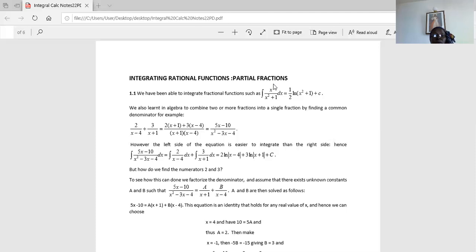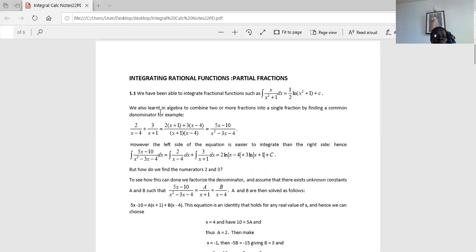So we know that if we have a function, for example, we want to integrate x over x squared plus 1 dx, we can integrate it directly by using substitution, and we get the answer, which is here half ln of x squared plus 1. And because it's an indefinite integral, we have plus c.